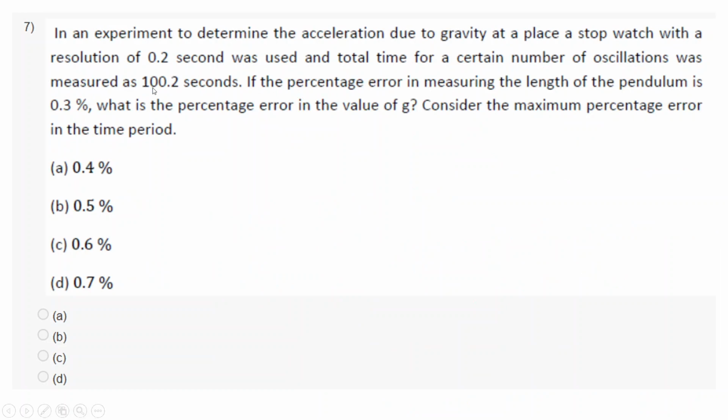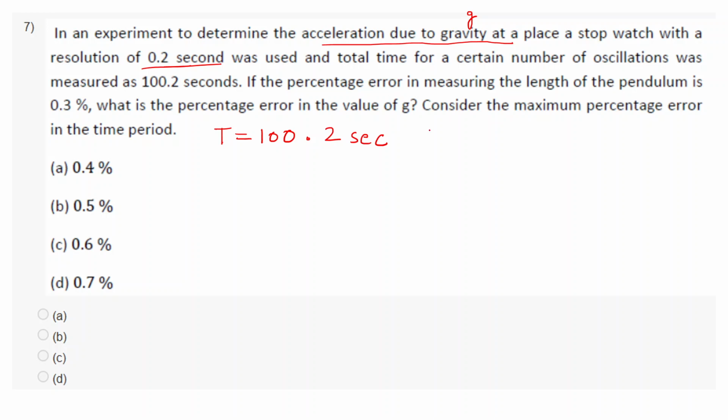Next question, this is also on errors. In an experiment to determine acceleration due to gravity, again we were just talking about this g, at a place a stopwatch with resolution of 0.2 second was used and total time for a certain number of oscillations was measured as this. So total time is measured as 100.2 seconds.